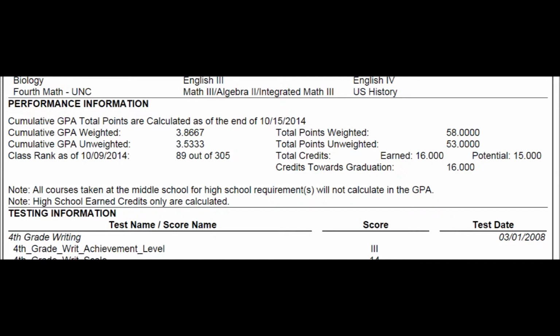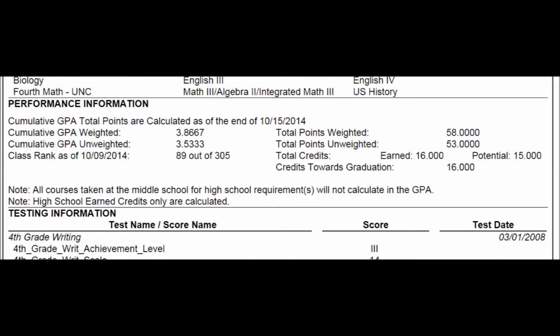Now, if you'll also look at the total points weighted and unweighted, those points are a direct correlation to the weighted and unweighted points that are beside each of your courses on the previous page. So that's the total of all of those points added up. And then your GPA is the average of all of those points. So for example, if your total points equal 60 and you've taken 8 classes, then your GPA would be 60 divided by 8, and that would give you your GPA.